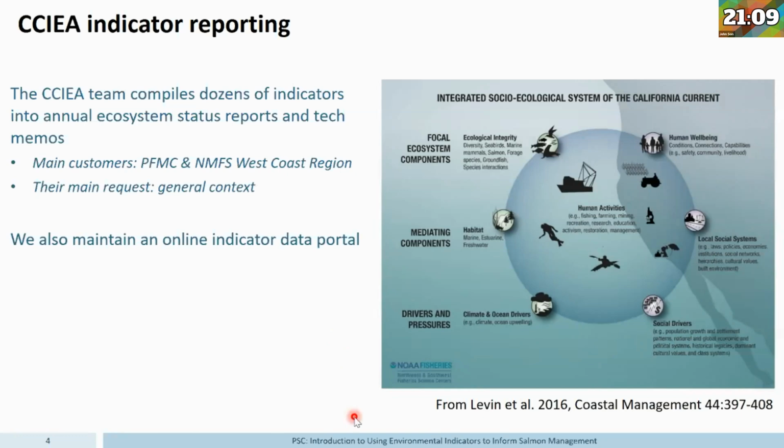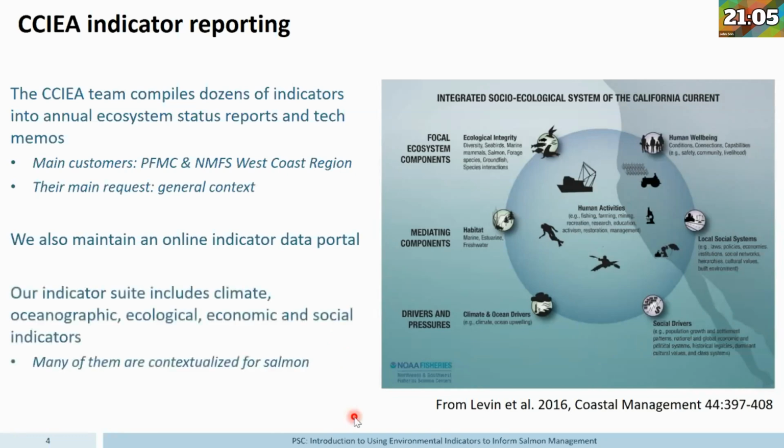We maintain an online indicator data portal as well, and I'll talk about that a little bit. And as I just mentioned, our suite of indicators includes climate, oceanographic, ecological, economic, and social indicators. And we've contextualized some of these for salmon, and I'll try to talk about that a little bit too. For time constraints, I won't really talk about the economic and social side as much as I would like, but there we are.